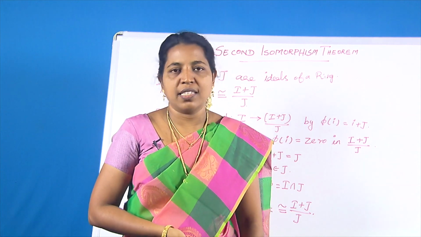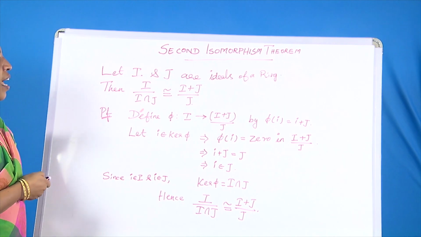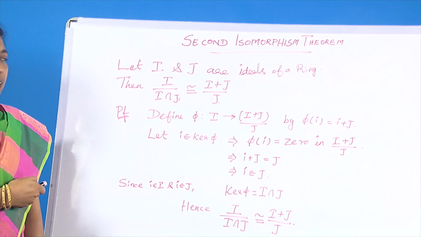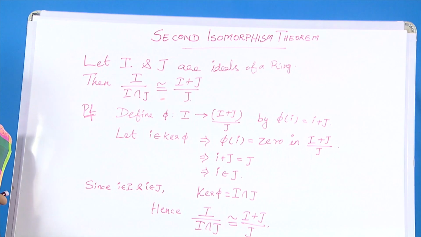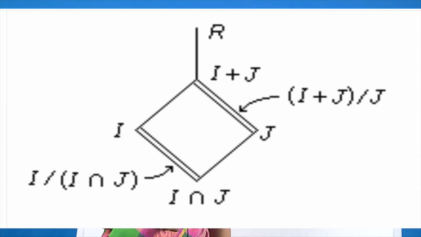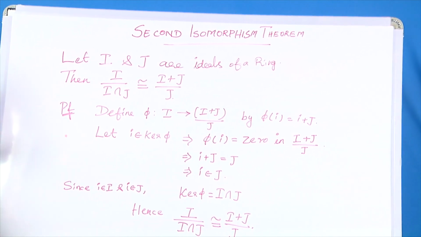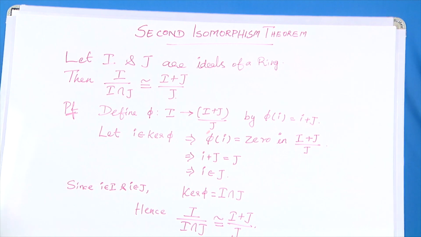Next, we are going to see the second isomorphism theorem. The statement of the theorem is, let I and J be ideals of a ring, then I by I intersection J is isomorphic to I plus J by J. Here is a picture showing the inclusions. The double lines represent the two factor rings. The proof of the theorem is, we define a function phi from I to I plus J by J by phi of i equal to i plus J.